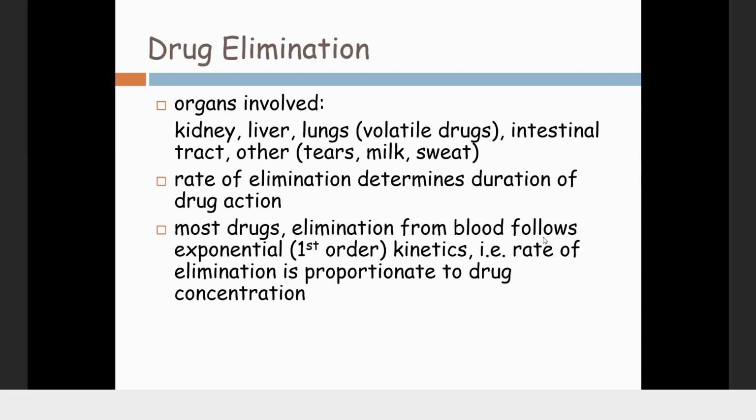Okay, so what are the organs involved? Kidney. Here, kidney is the main organ, followed by liver, lungs for volatile drugs, and the intestinal tract. The other routes of elimination would be through tears, in milk, eliminated in milk, and also through sweat.